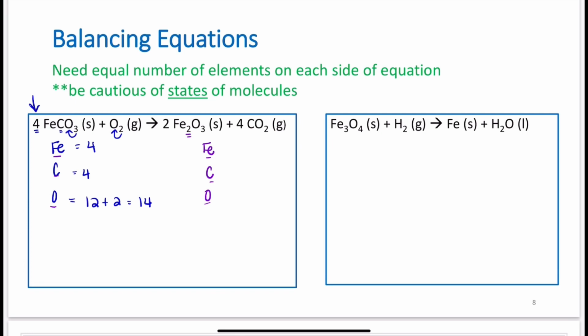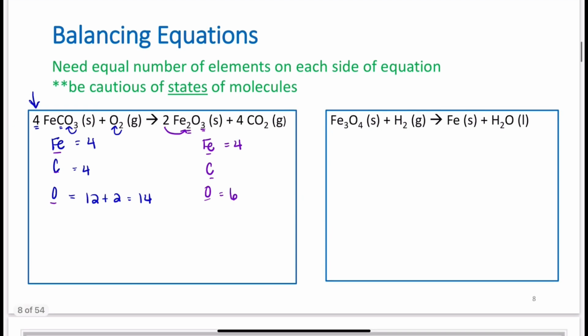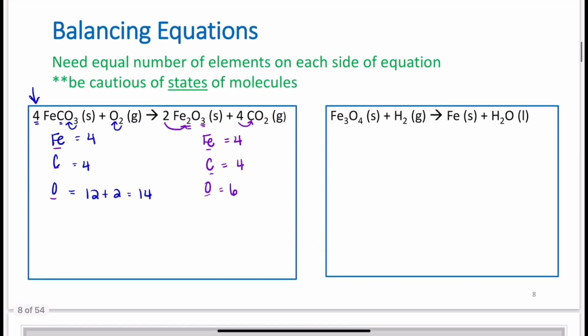I've got Fe2O3. So practice thinking about what these things are called. Fe2O3, iron(III) oxide. But I've got a 2 in front, so that means I have 4 irons. I've got 3 oxygen here with a 2 in front, that means I have 6 oxygens. 4 in front here, 1 carbon, that's 4 carbons overall. And I've got 2 more oxygens in my CO2. Remember, CO2 is carbon dioxide, but times that 4 gives me 14. And I check: 4 iron, 4 iron, 4 carbon, 4 carbon, 14 oxygen, 14 oxygen. My reaction is indeed balanced.